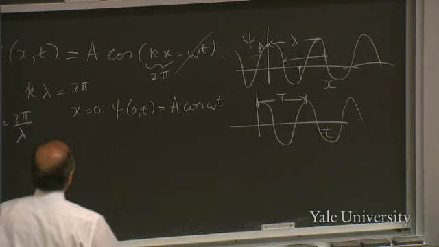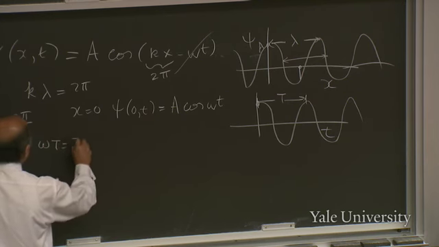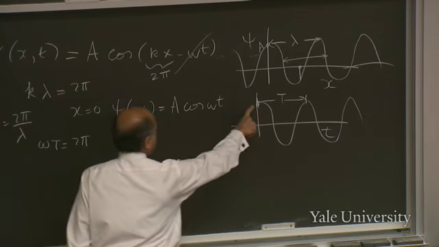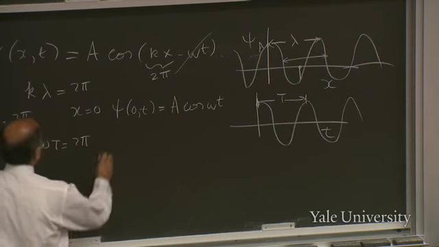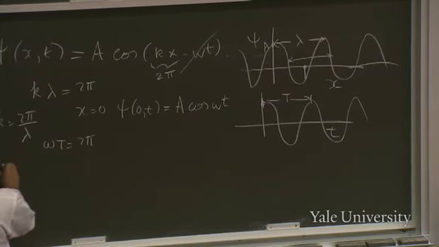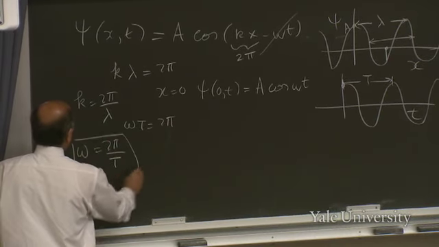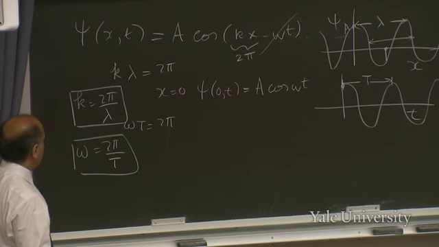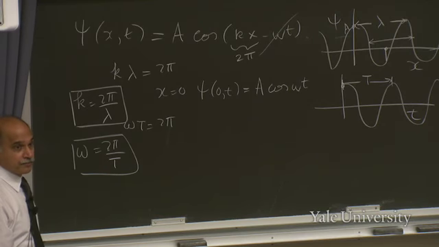Well, it follows then that omega times the time period is 2 pi, because when I put little t equal to time period, I've gone from this maximum to that maximum. Therefore, omega is 2 pi over T. In other words, k and omega, which we put into the wave, are related to the time period and the wavelength through this reciprocal formula.